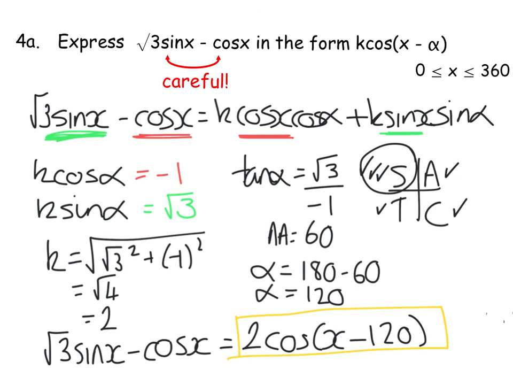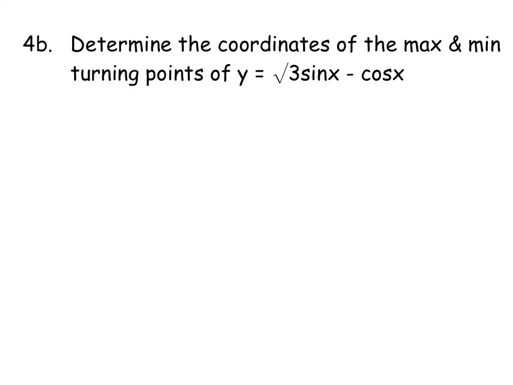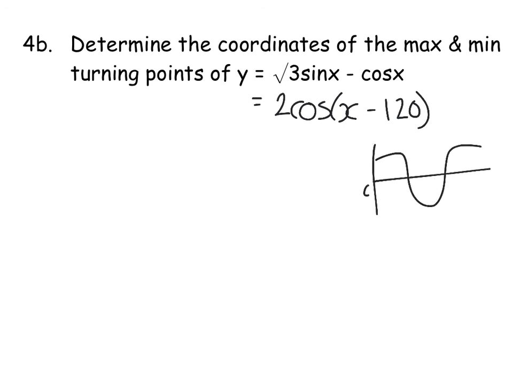And then part B, we're going to go on and do what we did in a previous example. We're going to write down the maximum and minimum turning points. So this was the equation we just did before. So this we just solved to be 2 cos x minus 120. So that's what we've defined the maximum and minimum turning points of. So remember, just a wee reminder of your cos graph. Maximum at 0 and 360, minimum at 180.